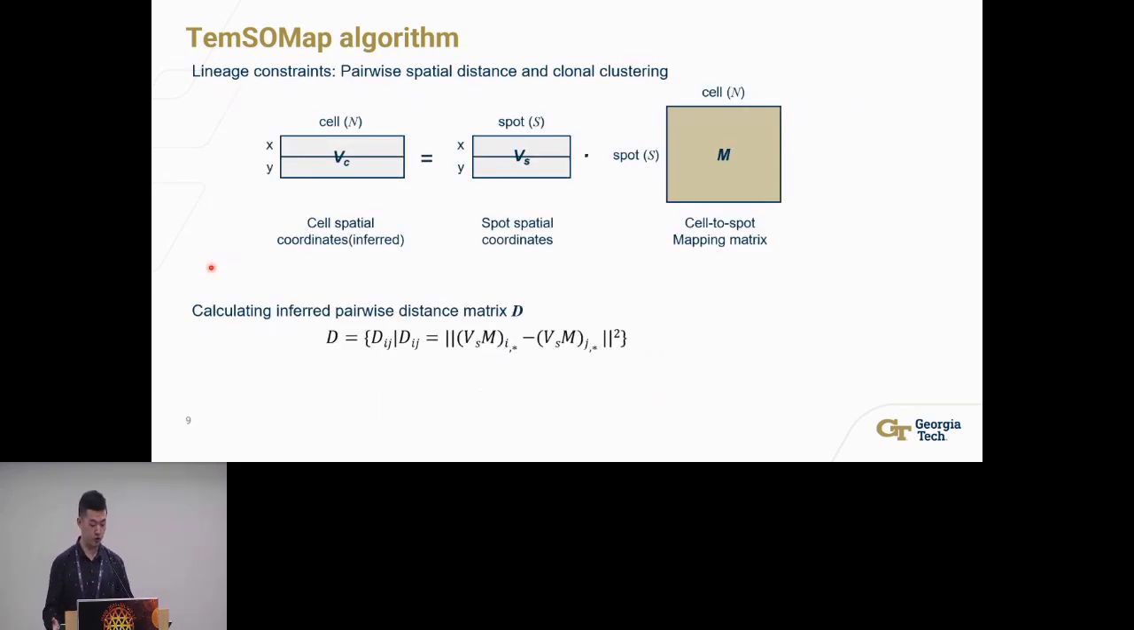So moving on to the lineage part, in order to compare lineage with space, we will first need to infer the spatial coordinates of single cells. And this term can be calculated in a similar manner, since the cell spatial coordinates can be represented as the spot spatial coordinates multiplied by the spot by cell matrix M. And with the inferred cell spatial locations, we are able to calculate the pairwise distance D using Euclidean distance.